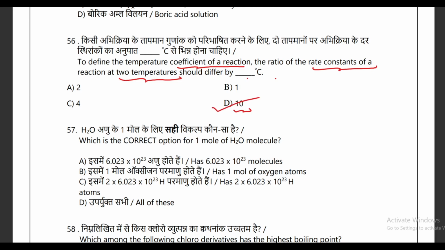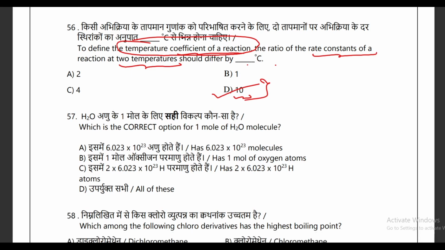To define the temperature coefficient of a reaction, the ratio of the rate constant of a reaction is typically measured over a temperature interval of 10 degrees Celsius. This coefficient indicates how the rate of reaction changes with a 10 degree increase in temperature. So generally this is 10 degrees Celsius. So D option is your correct answer in this question.